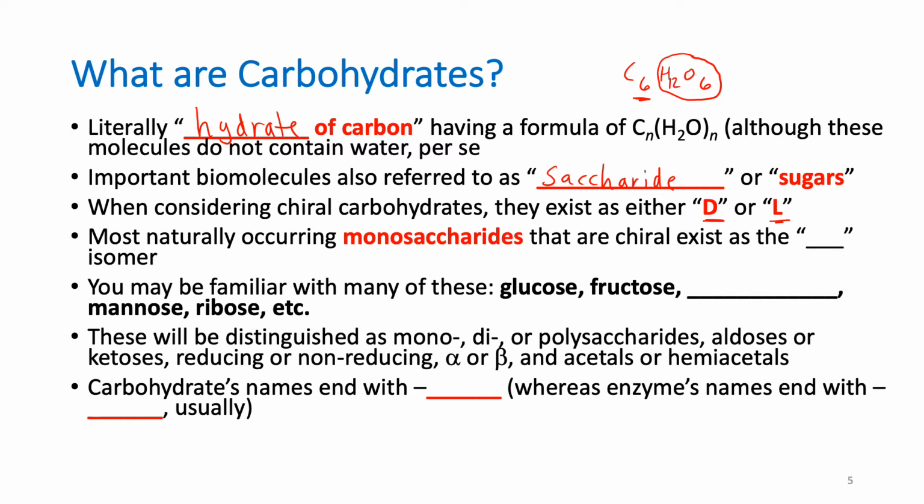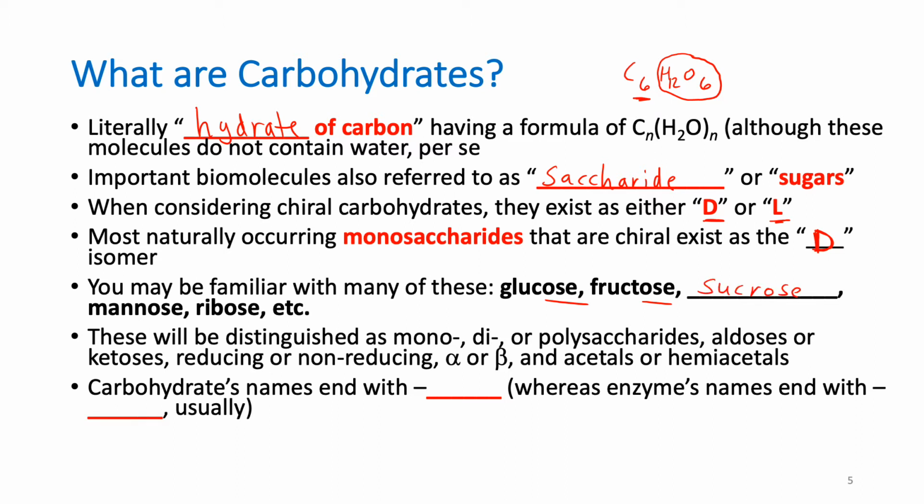Most naturally occurring monosaccharides that are chiral actually exist as the D isomer. Okay, that's going to be important trivia information. You're going to learn in biochemistry that amino acids tend to exist as the L conformation, or the L isomer, whereas carbohydrates are the D isomers when referring to monosaccharides. You may be familiar with many monosaccharides or carbohydrates in general because they tend to end with OSE, so glucose, fructose. You might see sucrose.